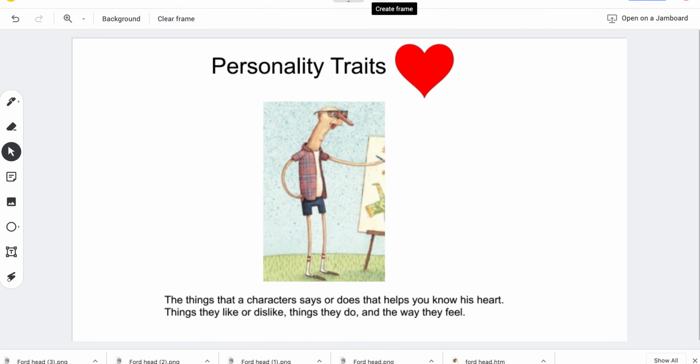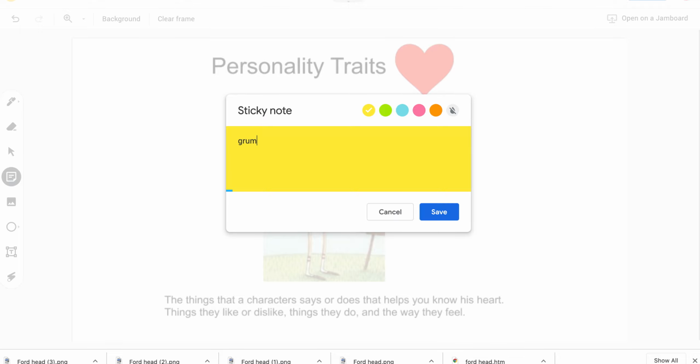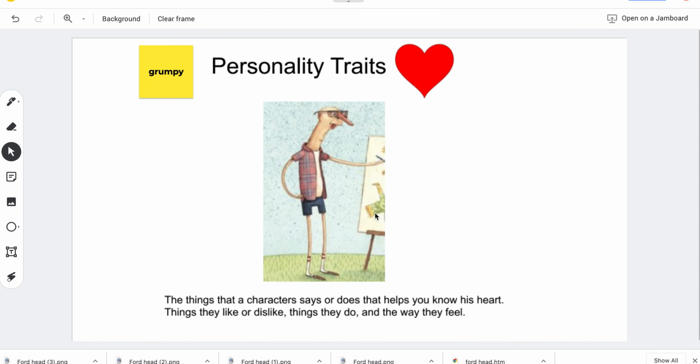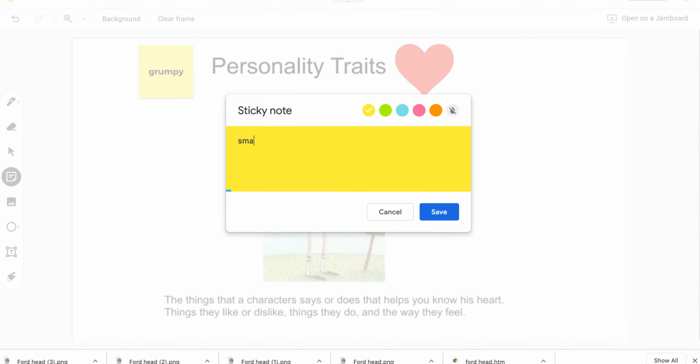Now, personality traits are a little bit harder because you have to think about the things that he says and he does and the things that the book said about him. So what are some of the things that we learned about Fulquire that's not just about the way that he looks? We learned that he is grumpy, right? What else did we learn? Think about the story. We learned that he's actually really smart, right? Because he set up all those crazy traps. We also learned that he is lonely, right? Anything else we learned about Fulquire as we read the book?